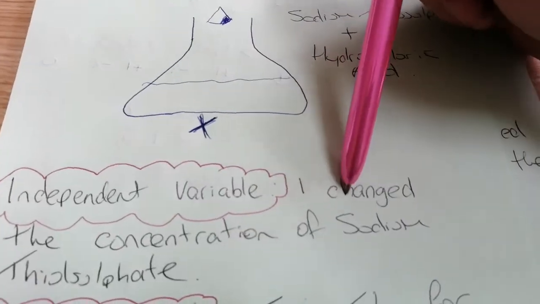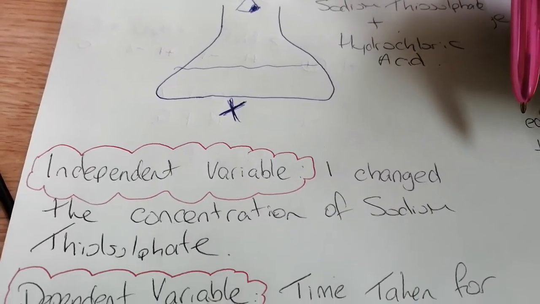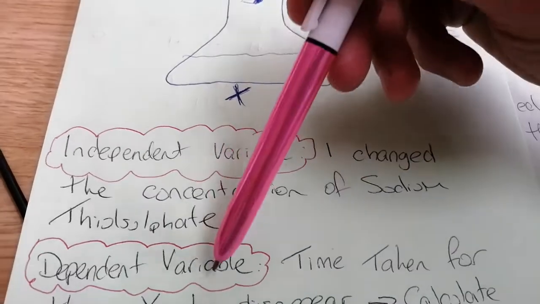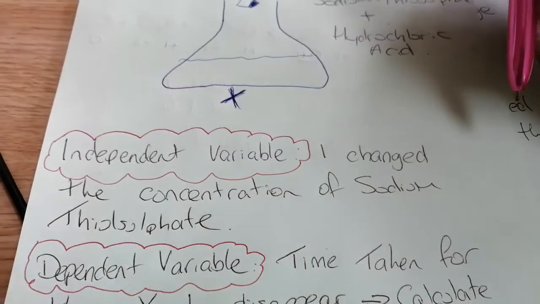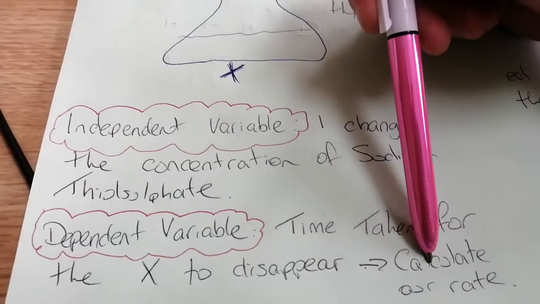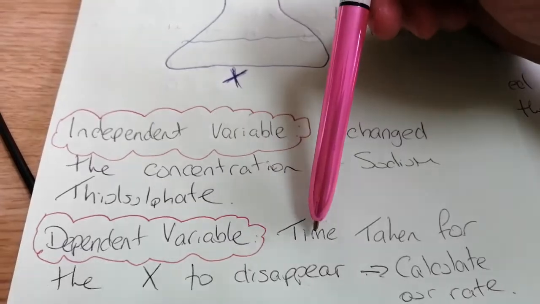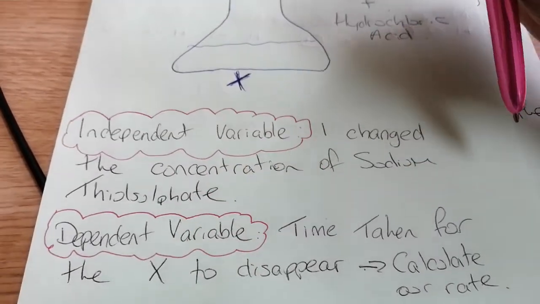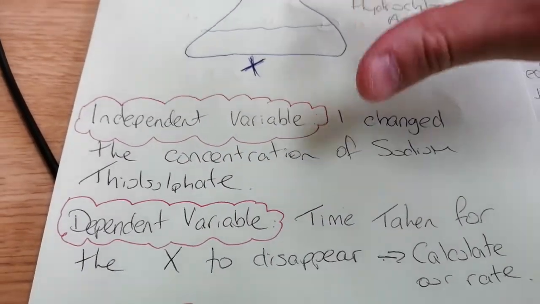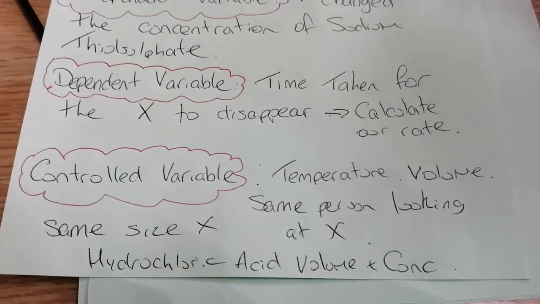So the only thing we changed was the concentration of the sodium thiosulfate. Based on changing the independent variable, our dependent variable is the time taken for the X to disappear. Then we did some data analysis and we were able to calculate our rate. But ultimately, the dependent variable was the time taken for the X to disappear, until you couldn't see it. Now, your control variables, they're all the things that you have to control.